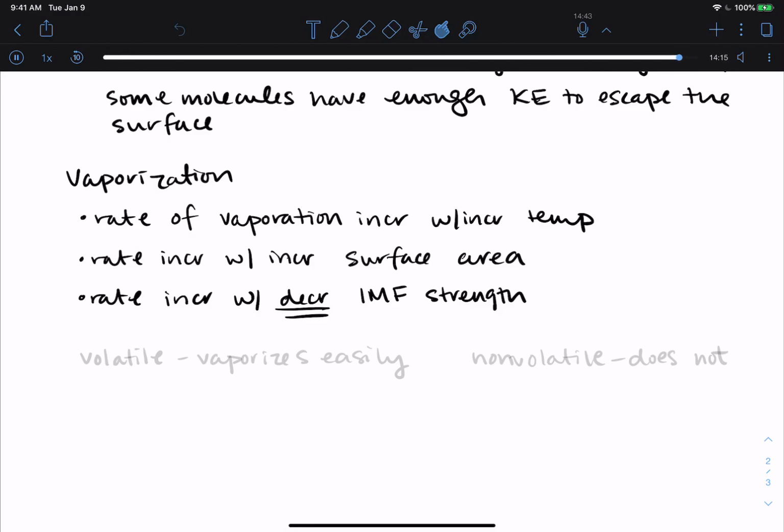Now we do have two terms. I want to define them just because you will see them come up if you have not already. Something that is volatile vaporizes easily. And if it does not vaporize easily, the opposite of volatile is just non-volatile.